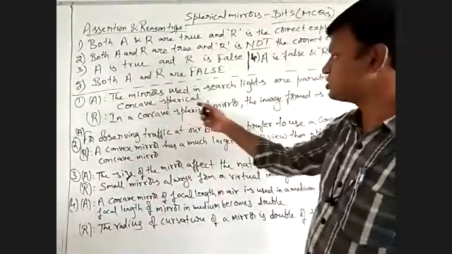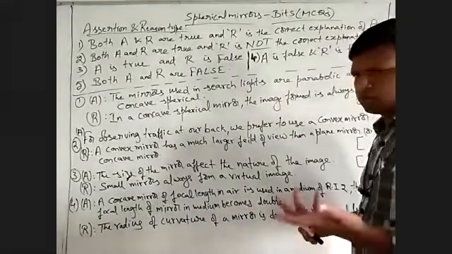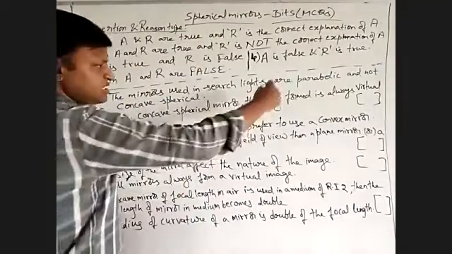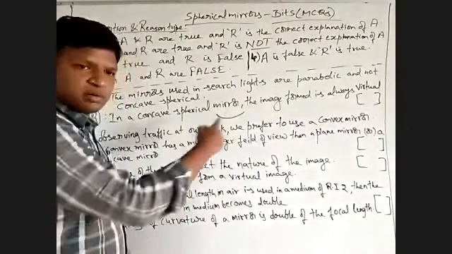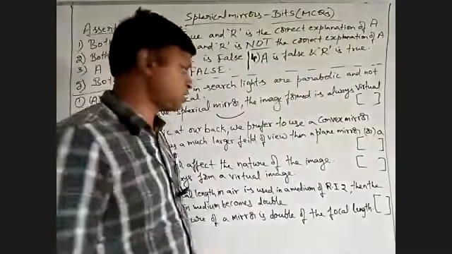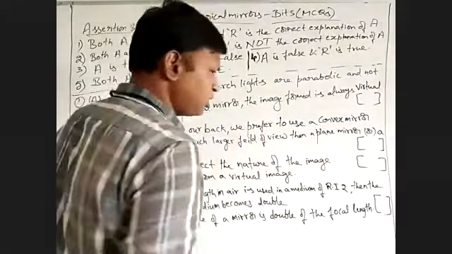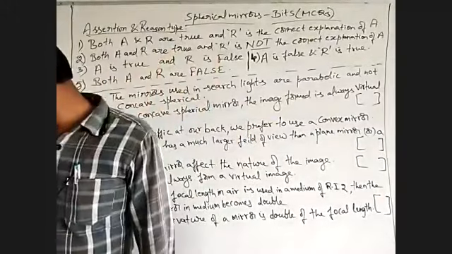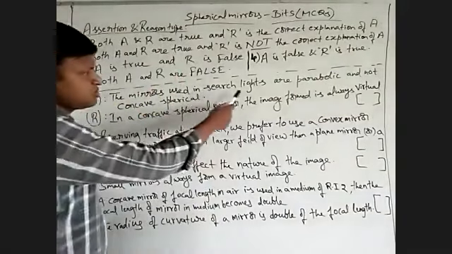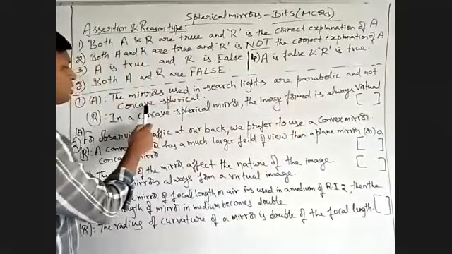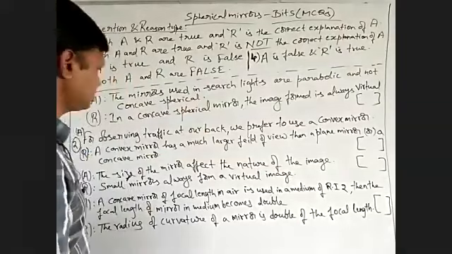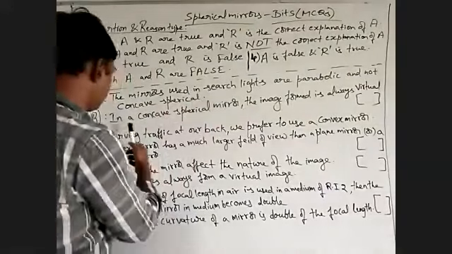The mirrors used in searchlights are parabolic. You know the shape of a parabola. Suppose we draw a curved line like this, then it is a parabola. In maths, you would have got it. So parabolic mirrors means curved mirrors. Here the mirrors used in searchlights are parabolic and not concave. That is the assertion. Then what is the reason here?